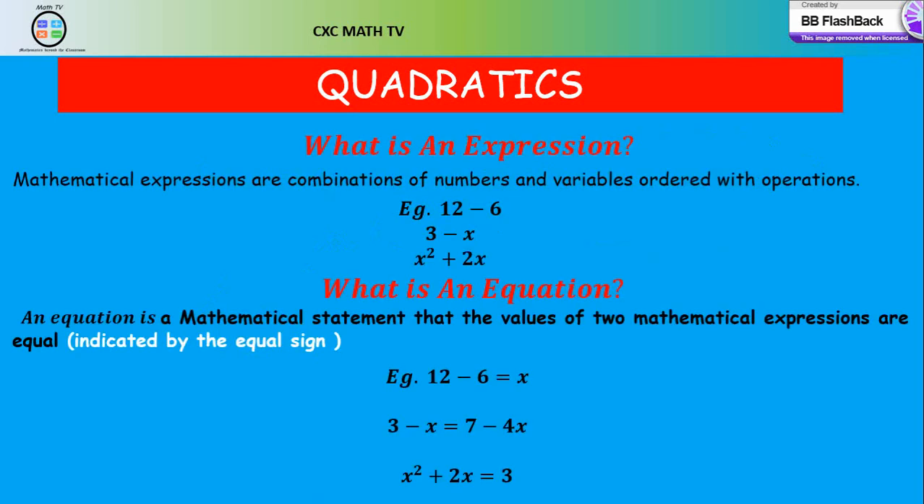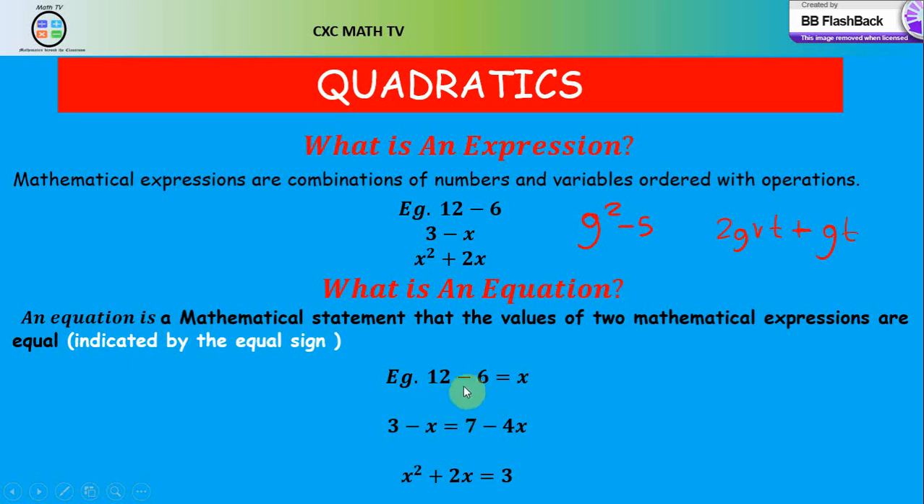Right, so the first thing is we have to remember what is an expression. An expression is just a combination of numbers and variables with operations. 12 minus 6, 3 minus x, x squared plus 2x, g squared minus 5, 2gvt plus gt. These are all what? Expressions.